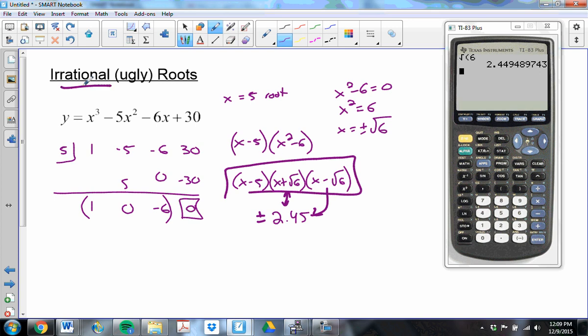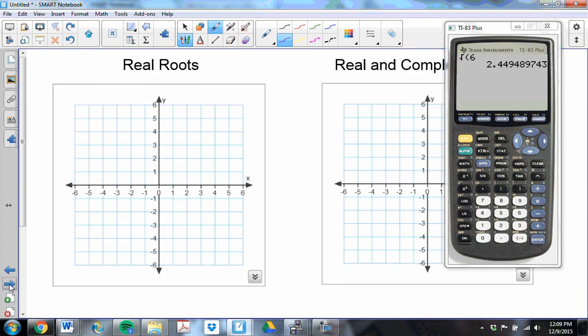Irrational roots are numbers that are square roots that can't simplify, basically. So the square root of 4 is not irrational, but the square root of 5 is irrational because it can't simplify. Irrational roots always come in pairs, just like the imaginary roots did. Irrational roots and imaginary roots always come in pairs, and that's pretty convenient.